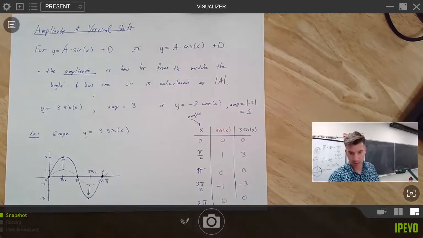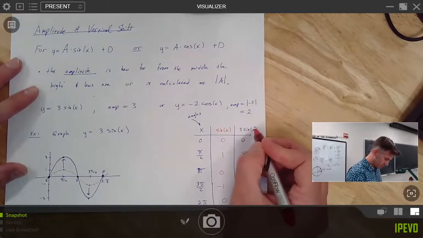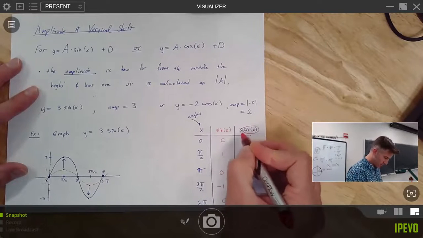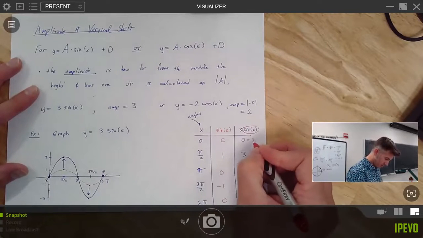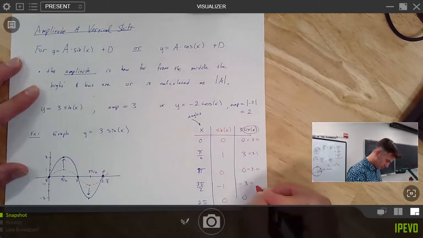I should just maybe be sharing my whole screen. I don't know. How did you get the numbers for the 3 sine x on that graph? Right. So I just took these numbers and multiplied them by 3. Oh, okay. Got it.